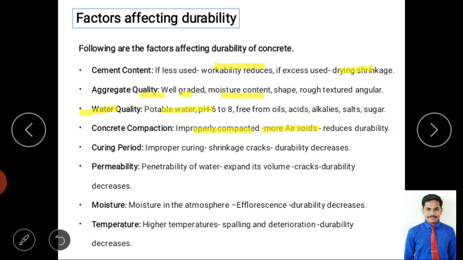So that's why it should be properly compacted, right, with less air voids, as it impacts the durability. So what exactly do we require? Proper compaction is required, less air voids, and then we will get good durability. Otherwise it reduces the durability.